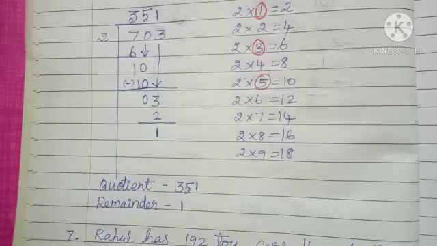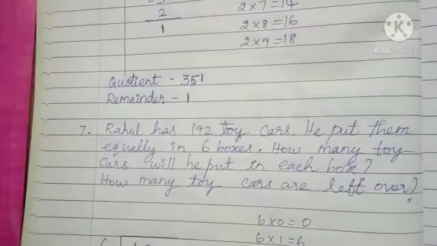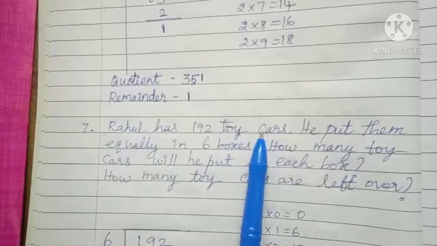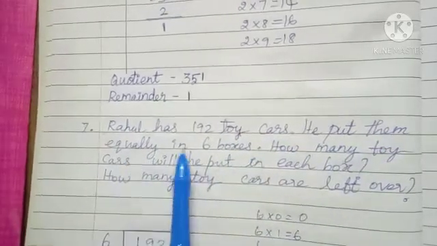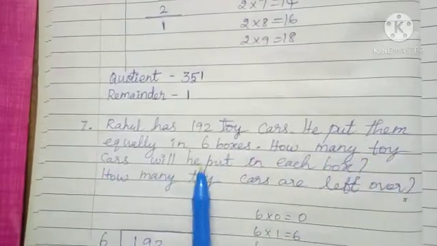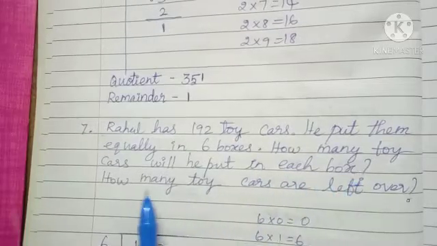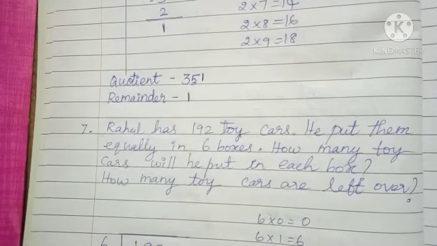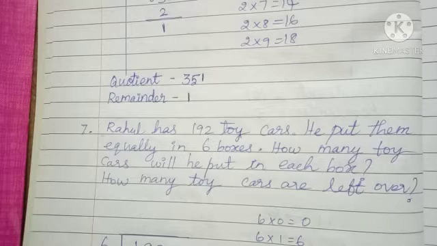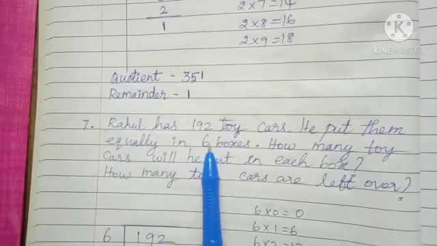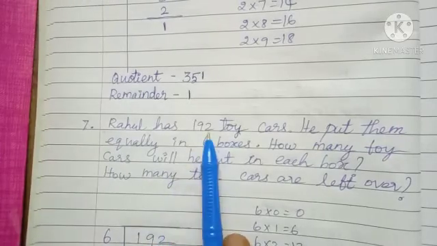Next sum, a word problem. 7th sum. Rahul has 192 toy cars. He puts them equally in 6 boxes. How many toy cars will he put in each box? How many toy cars are left over? Here the number of toys given is 192 cars. Equally divided into 6 boxes. Here 6 table, 6 boxes, 192 total toys.